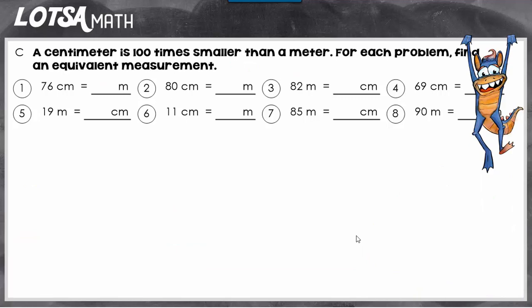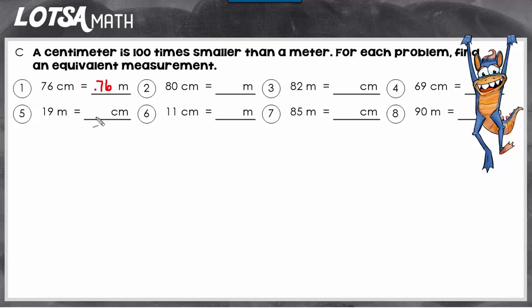On number 1, we have 76 centimeters equals how many meters? Well, a centimeter is 100 times smaller than a meter. So when we're converting it, we're going to have to divide 76 by 100. If you remember the place value relationships, you can think about moving this decimal 2 spots to the left if you want to divide by 100. So 76 centimeters would be 76 hundredths of a meter.